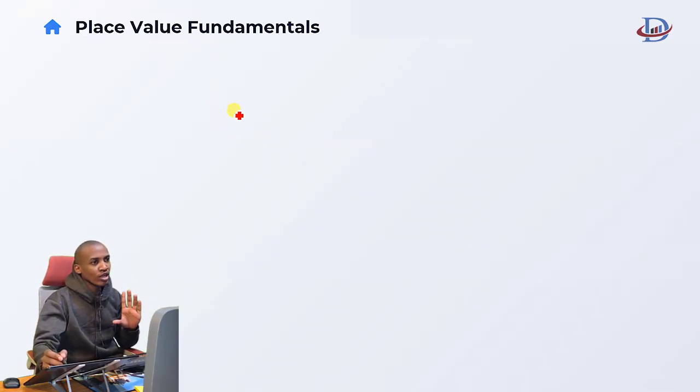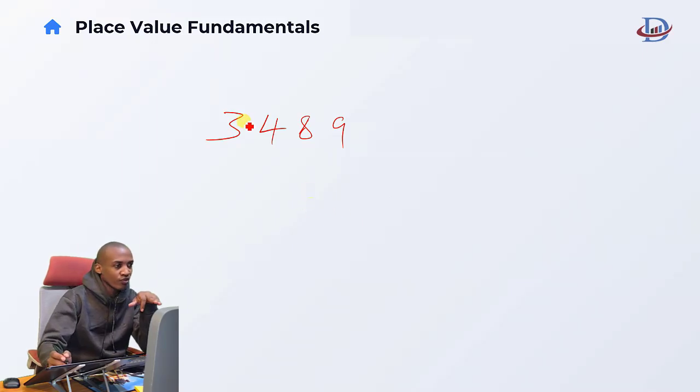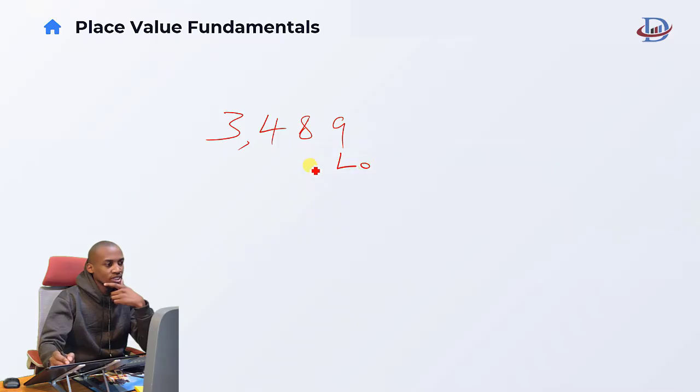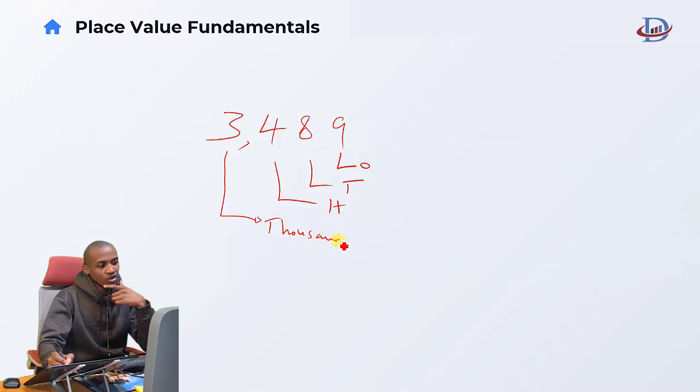So if we talk about the place value, if I have 3,489, check out here: 1, 2, 3, I put a comma. The first one is ones, the second one is tens, the next one is hundreds. And the next one goes to the next period, which is called thousands. So instead of saying ones once again, we just say thousands.